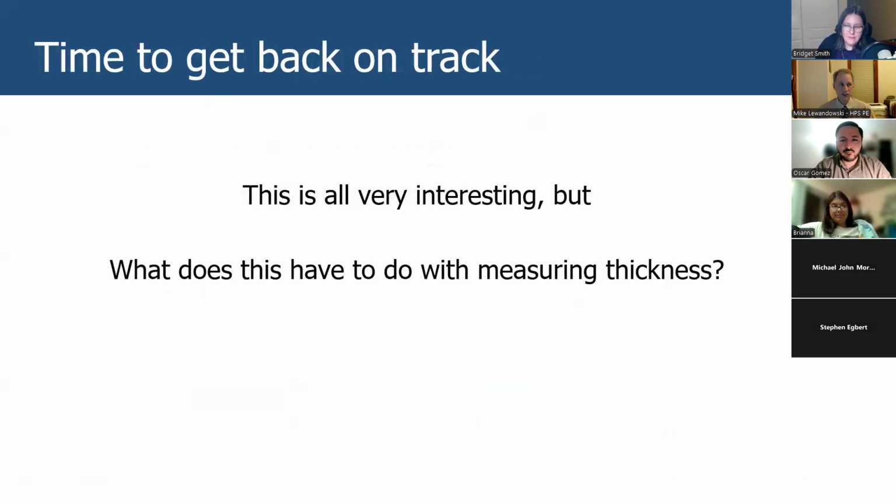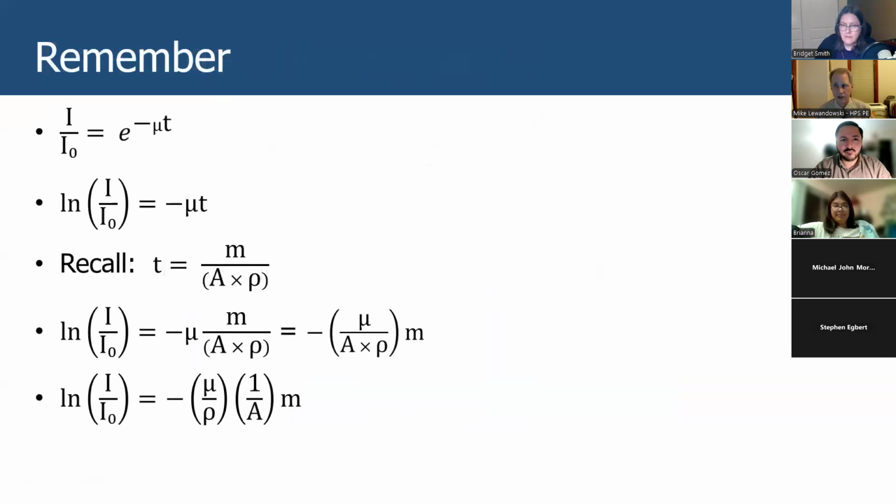All right, so this is a little segue, okay? All very interesting, I'm sure, but what does this have to do with measuring thickness? This is simply a nuclear switch telling us whether some container is full or not. Let's go back to some algebra, right?